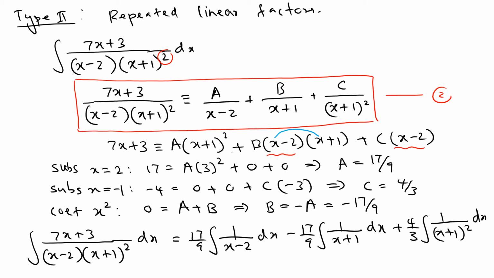That may be a little confusing. The best way to do it is bring it to the top and then you can do it. So that means finally you get 17/9 natural log of x minus 2, negative 17/9 natural log of x plus 1. And how to do this one? Bring it to the top. So it's just a basic problem after that.